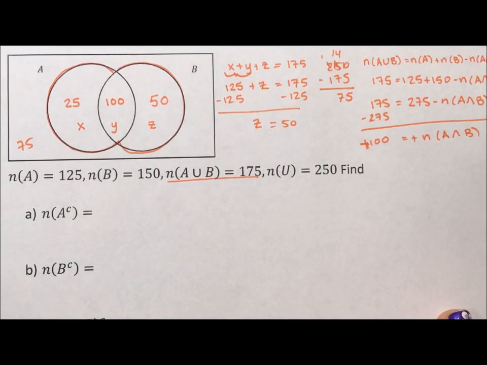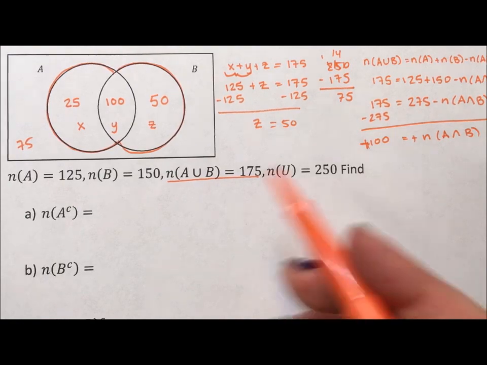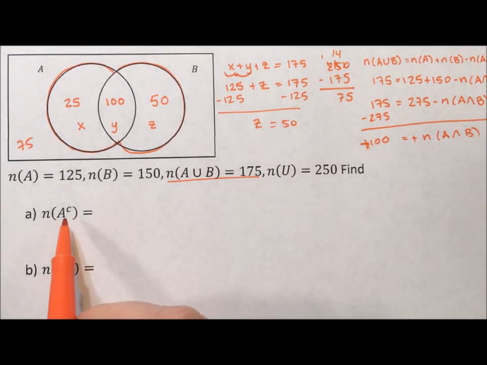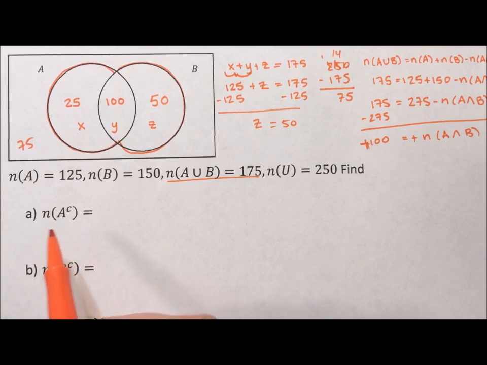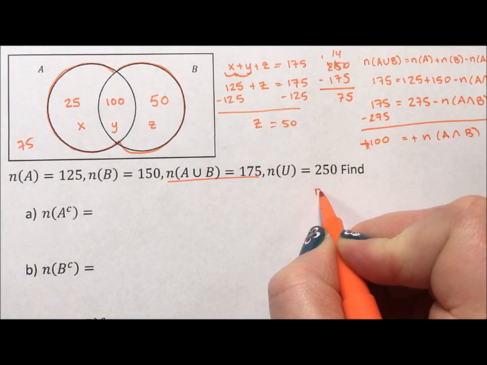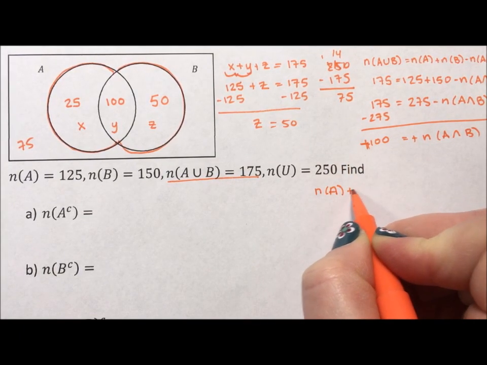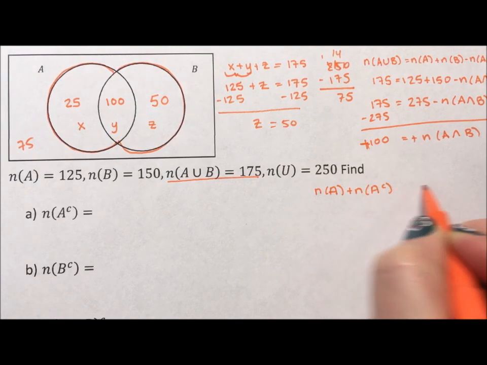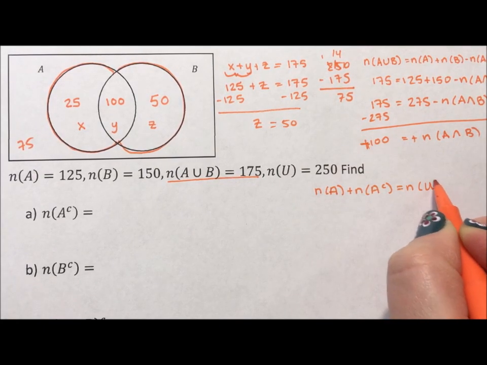Okay, now that we have the puzzle pieces in place, let's start answering the questions. We'll start with finding out how many elements are in the complement. I'm going to give you a few ways of doing this. I'm going to start off with, again, a formula. There's a formula that says the number of elements in A plus the number of elements in A's complement equals the number of elements in the universe.